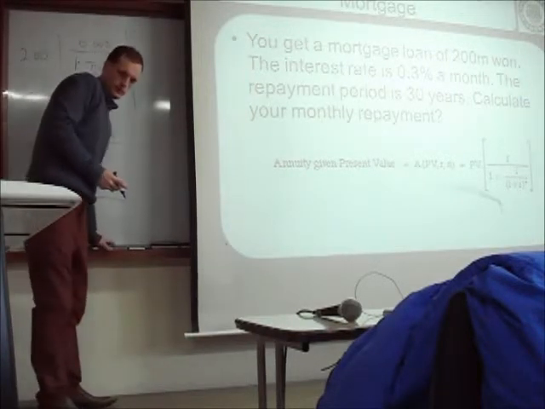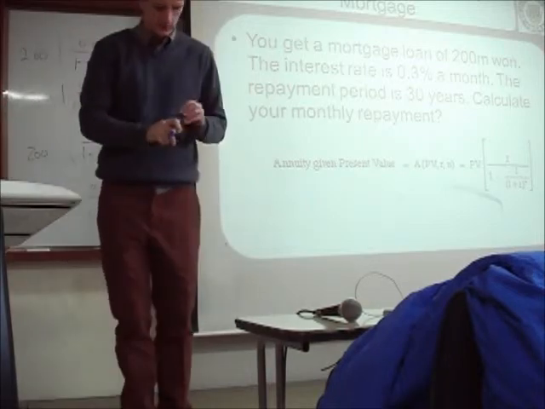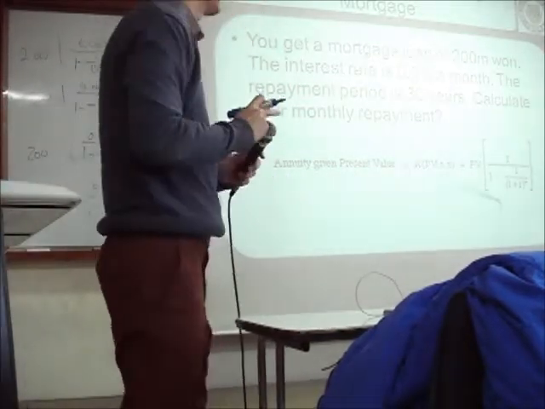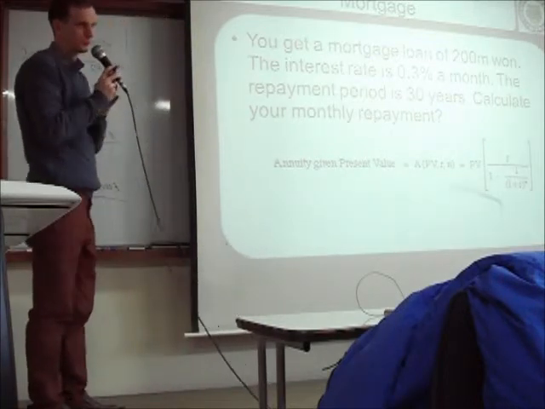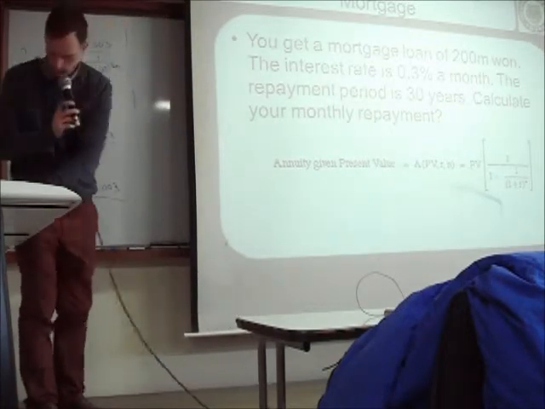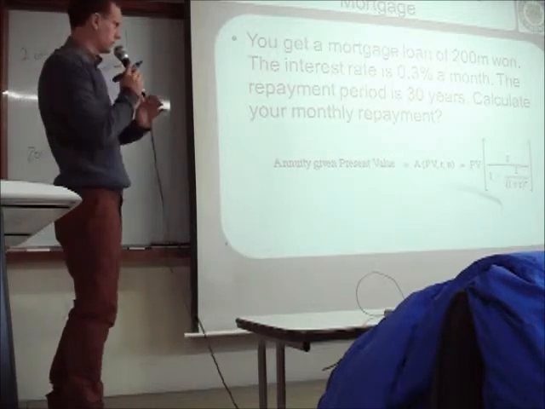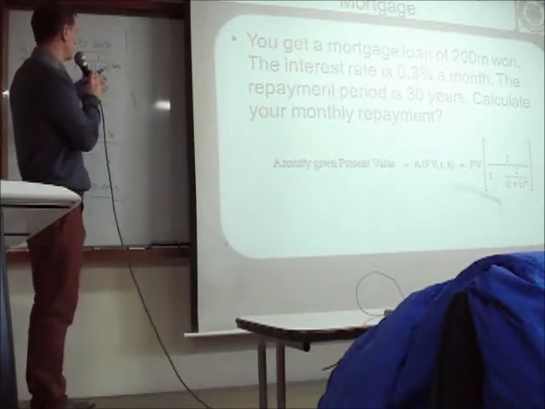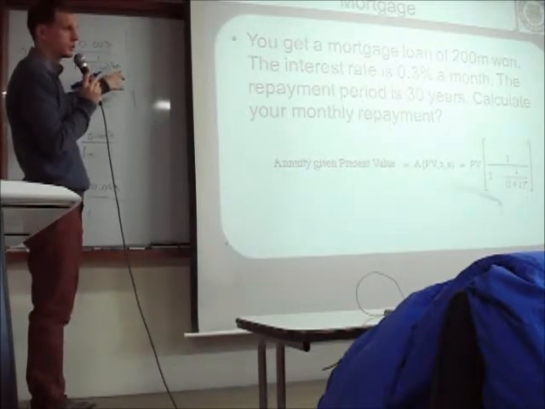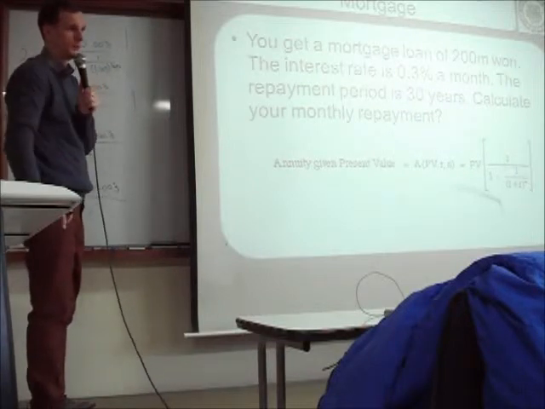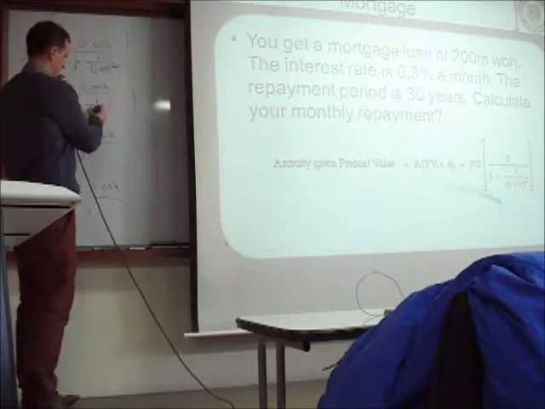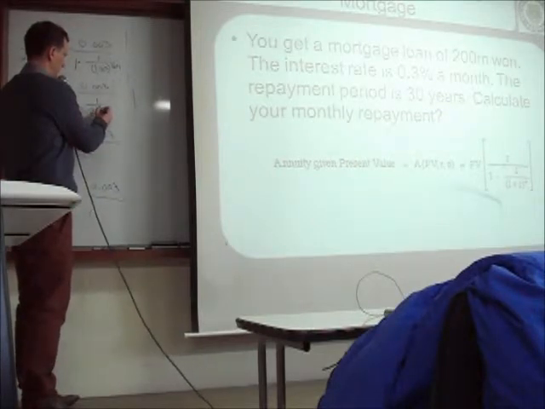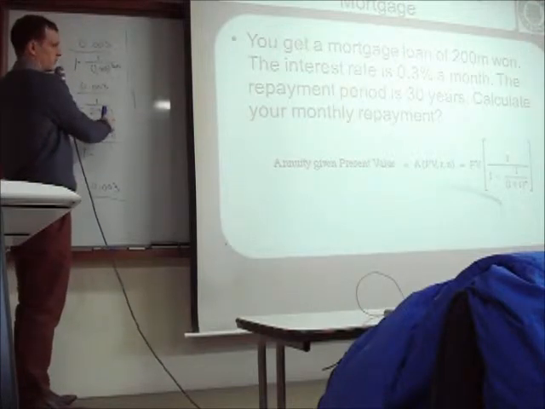200. Okay. So let's check the answer. We have this key number here, right? This is the one that's going to be changing. So, who could tell me this number, 1.003 to the power of 360? What's that number? 2.939. So we have 1 minus 1 over 2.939.